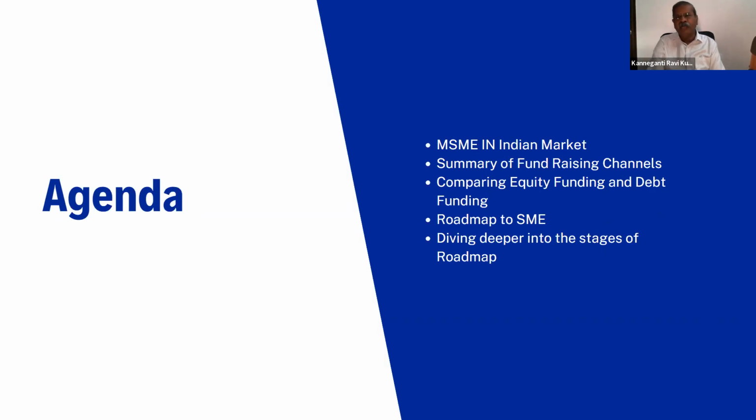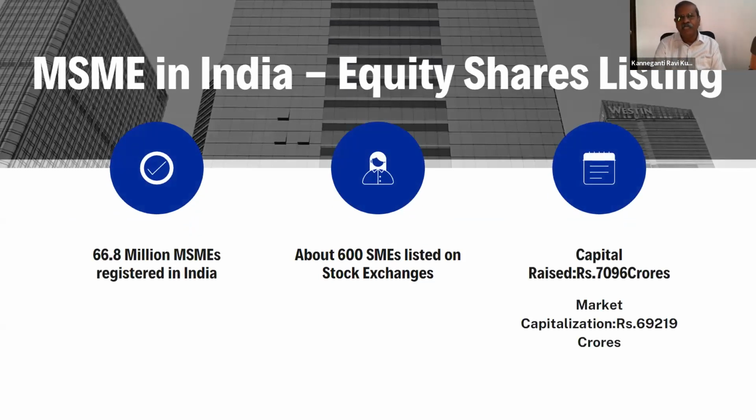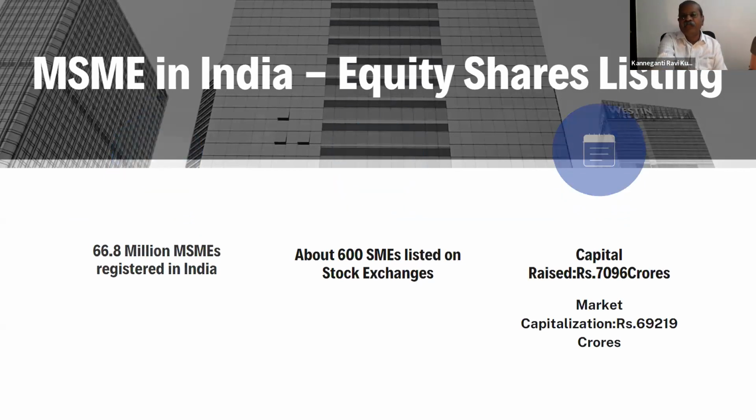In this sector, the government is focusing on developing the SME sector even after the COVID-19 effect, because a lot of SMEs were affected by COVID-19. Out of the 6 crore SMEs registered on the Udyog platform, hardly 600 SMEs are listed in stock exchanges. Those 600 SMEs have raised a capital of 7,096 crores over a period of 5 to 6 years, whereas their market capitalization as on date is about 70,000 crores.